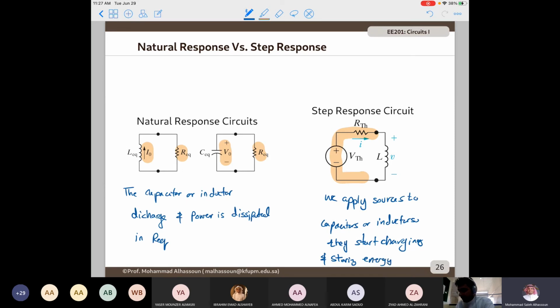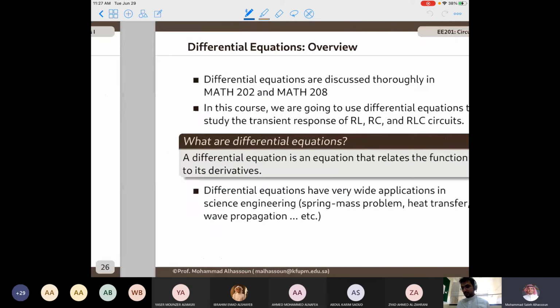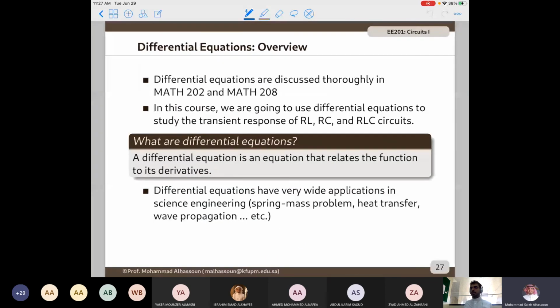Think about it this way: you have a power bank, and here you're connecting the power bank to your device. Here your power bank is dead, and you want to charge it. Okay. In order to analyze this type of behavior, we need to actually be familiar with something called differential equations.